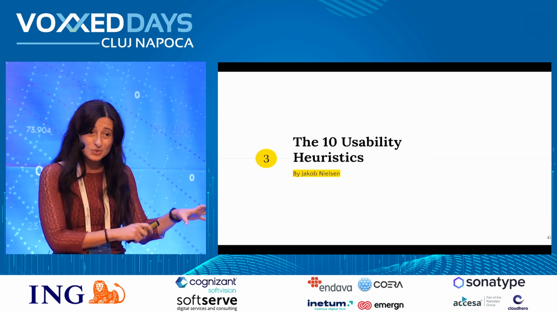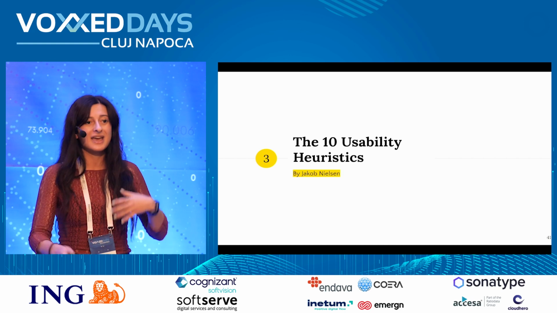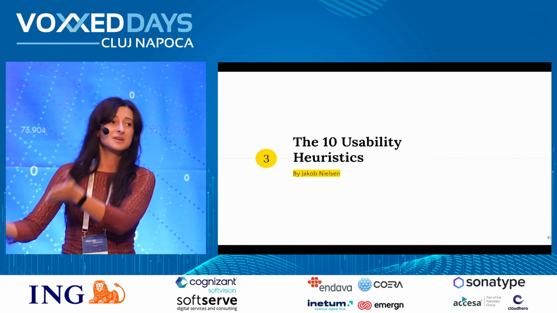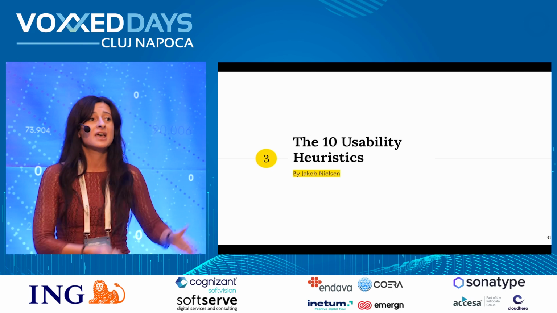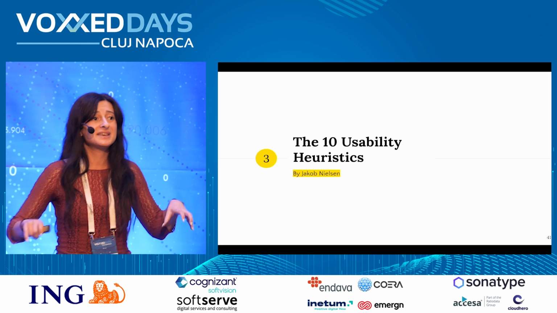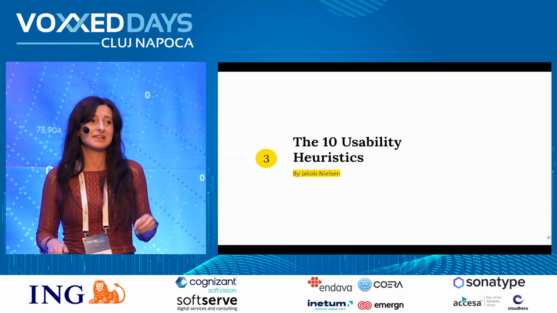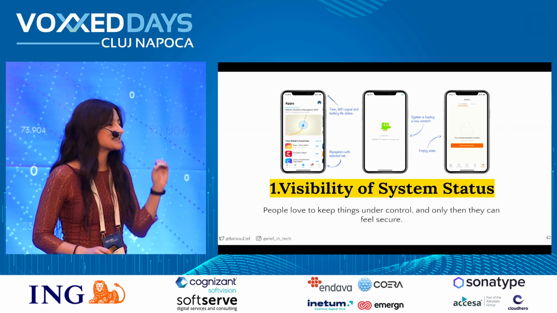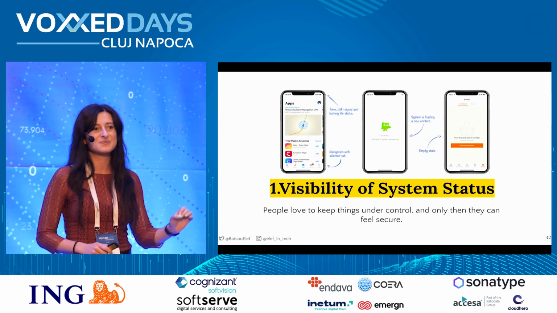And with these 10 rules, everyone can improve their product. It doesn't matter if they already have shipped a product or some new features. It doesn't matter if you've been working alone or in a team. These are the things that you can absolutely do. All right, the first one is visibility of system status.